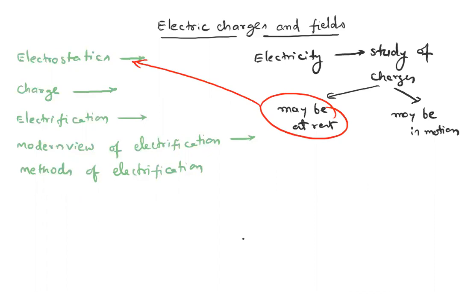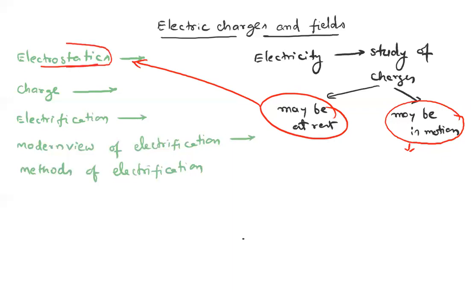All of you should note down the definitions very carefully. Don't miss it. The study of the charges which are at rest is called electrostatics. The study of the charges which are in motion is called current electricity and magnetic effects, which will be discussed in further topics. In the first two chapters of our NCERT, we are going to discuss the charges which are at rest. That one is called electrostatics.